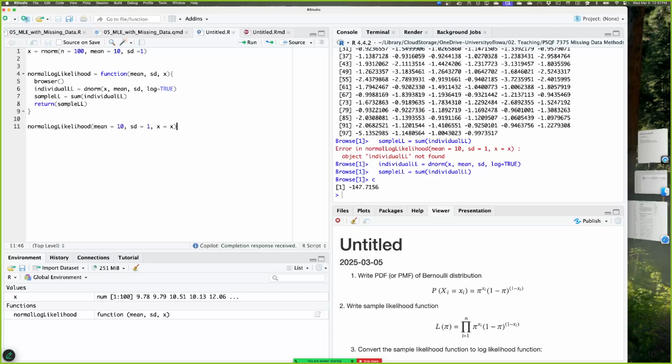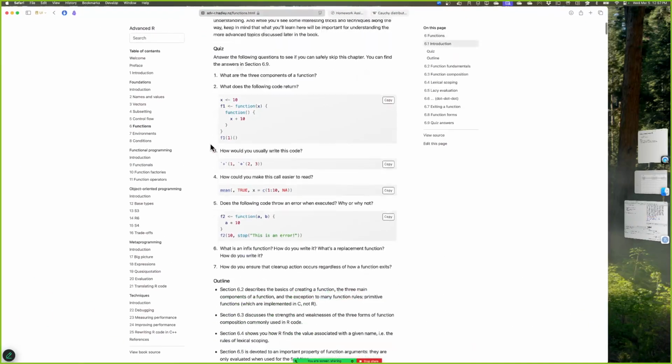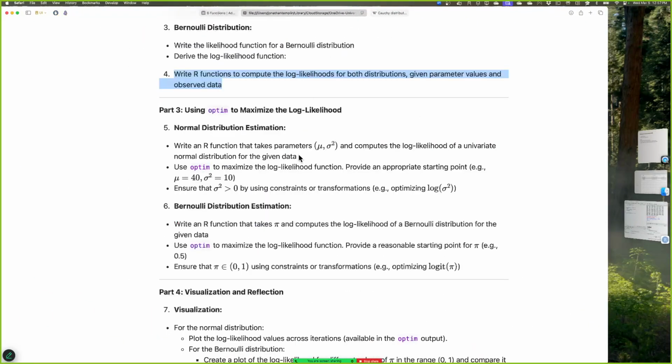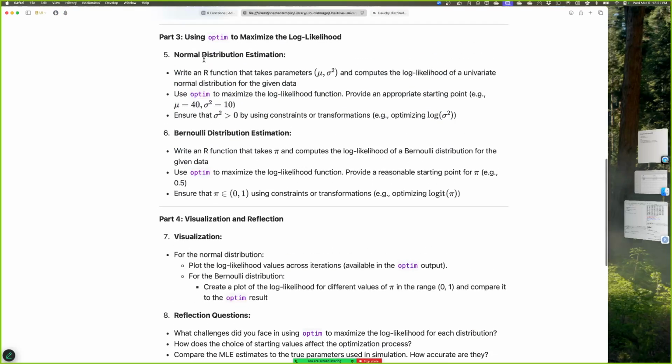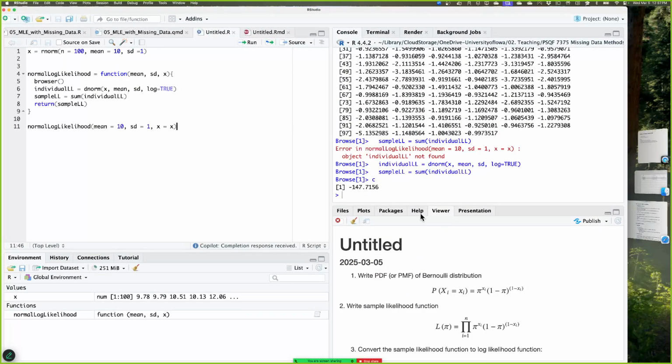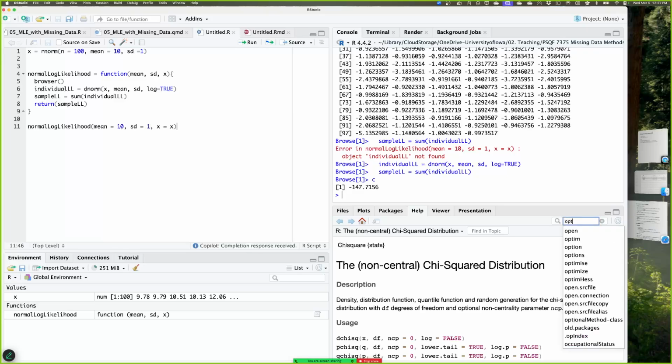No questions. Okay, let me go to the next question of homework. The next part of homework asks you to use the optim function in R to maximize the log likelihood. Now, this is where I was expecting you to go to R and type in help optim.